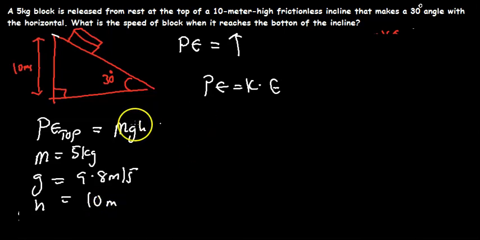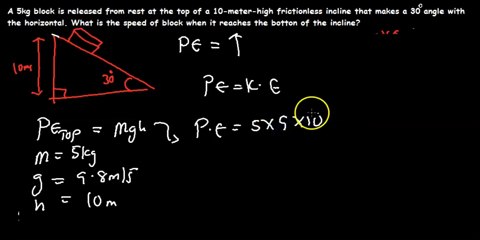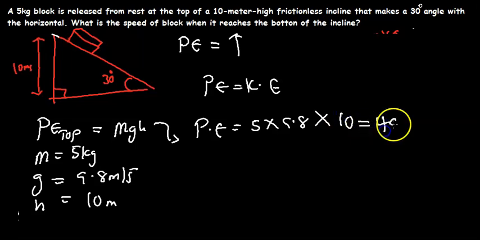So the potential energy at the top is going to be 5 multiplied by 9.8, and you also multiply everything by 10. If you punch it on your calculator, it's simply going to be 490. Remember to put the unit. It's calculated in joules. So the block starts with what? You can conclude and say the block starts with 490 joules of potential energy.